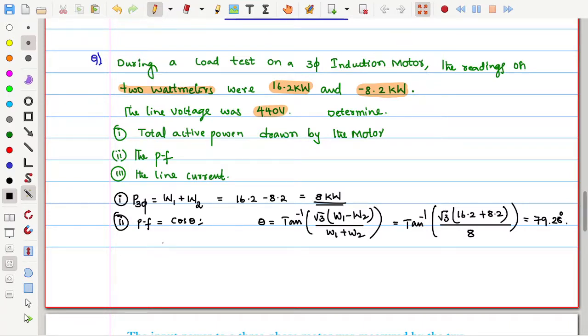So now once we get this, it is easy to find the power factor. Cos of 79.28, how much is this value? So cos of 79.28 is 0.186. It is lagging. So theta we got is positive, so it is lagging.